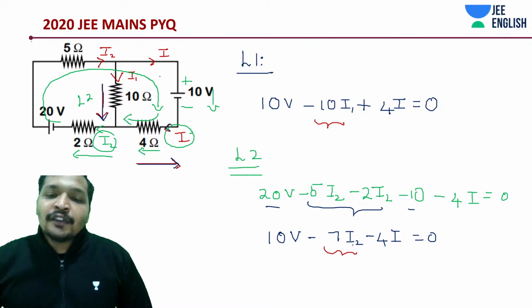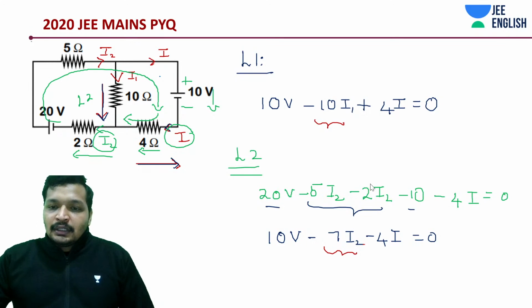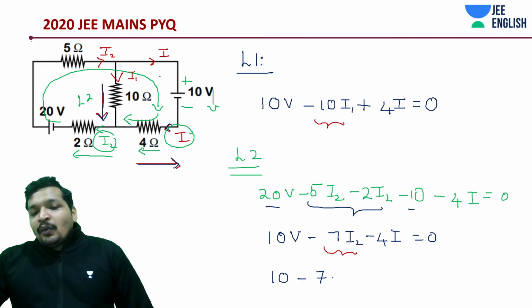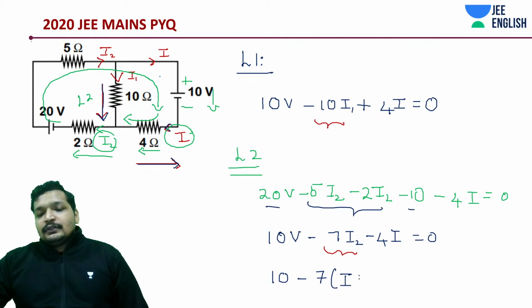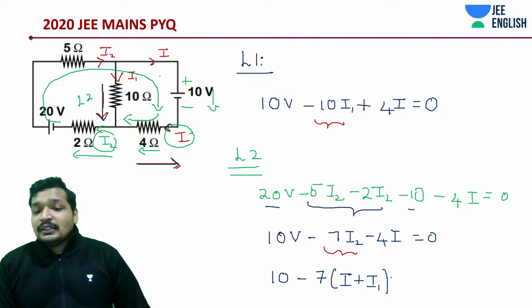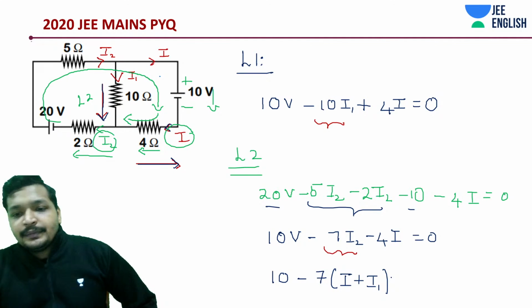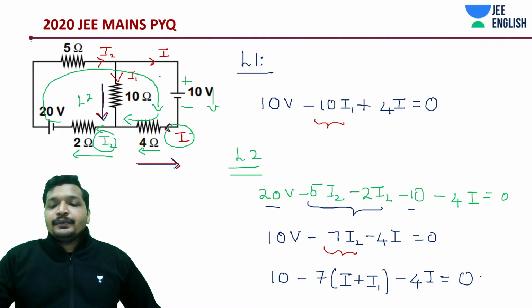Okay, let's do a thing. Let's first of all try and eliminate I2 and express it in terms of I1. That's what we are going to do. So 10 minus 7, what is the value of I2? I2 was nothing but I plus I1. Generally, I tend to do this because this looks a lot easier to me. Minus 4i equal to 0.